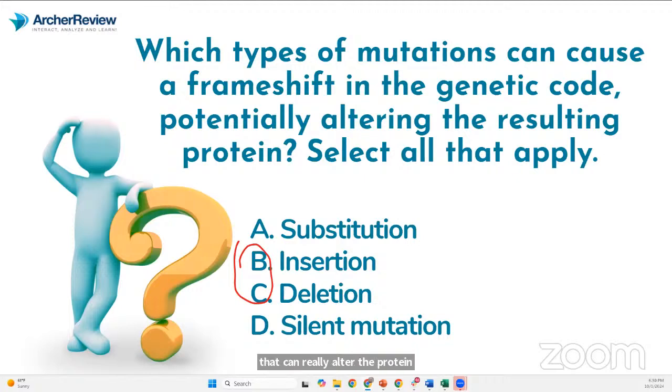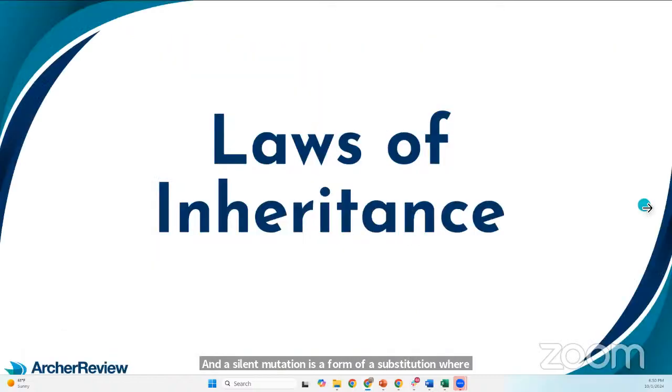Substitution, remember, was just a single nucleotide being changed, and a silent mutation is a form of a substitution where it doesn't even change the amino acid.